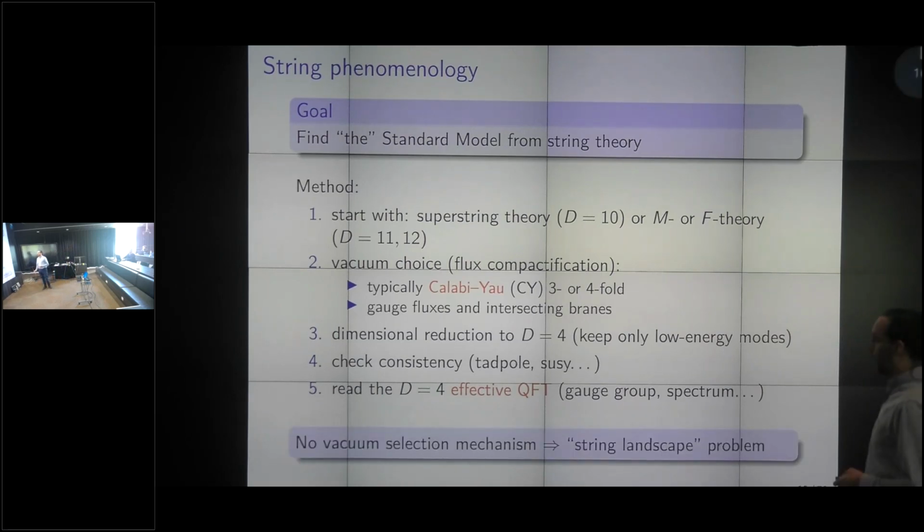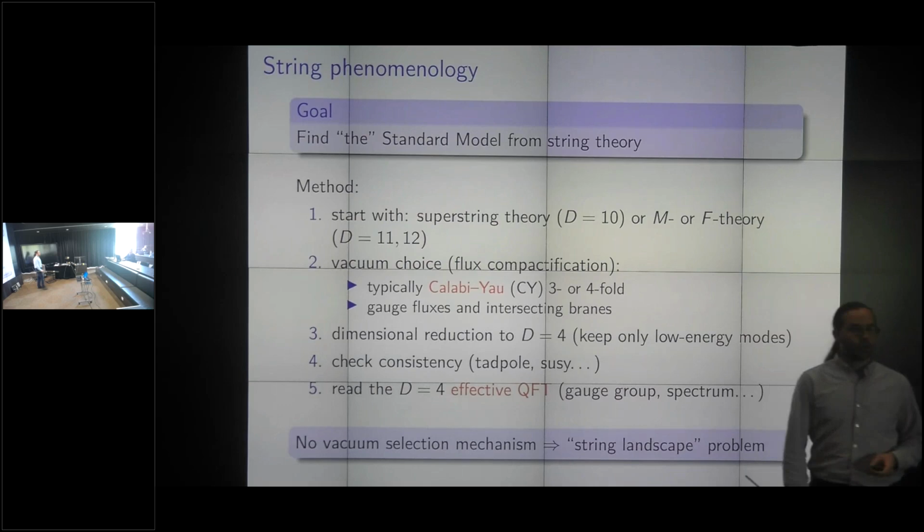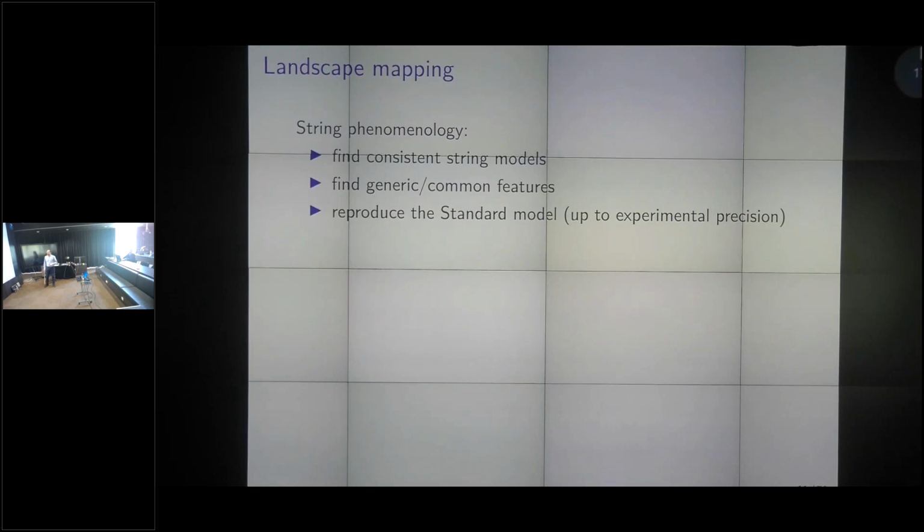One challenge already for this full procedure is that you have no selection mechanism for step 2, which means that you don't really know which vacuum choice you should make. There are many possibilities, as I will show after, way too many. And it's what people call the string landscape, which means that you just have a very big set of possibilities and you don't know what you should do. So now you are ready for this idea of mapping the landscape.